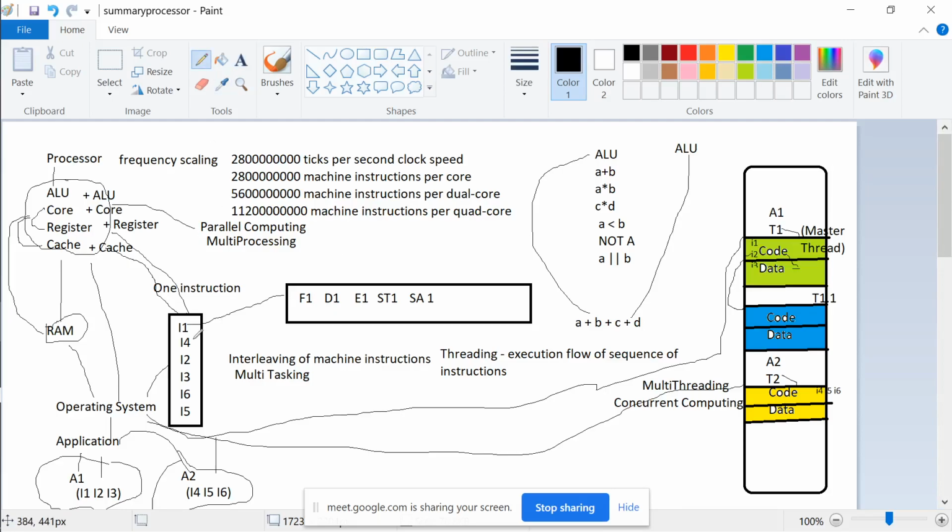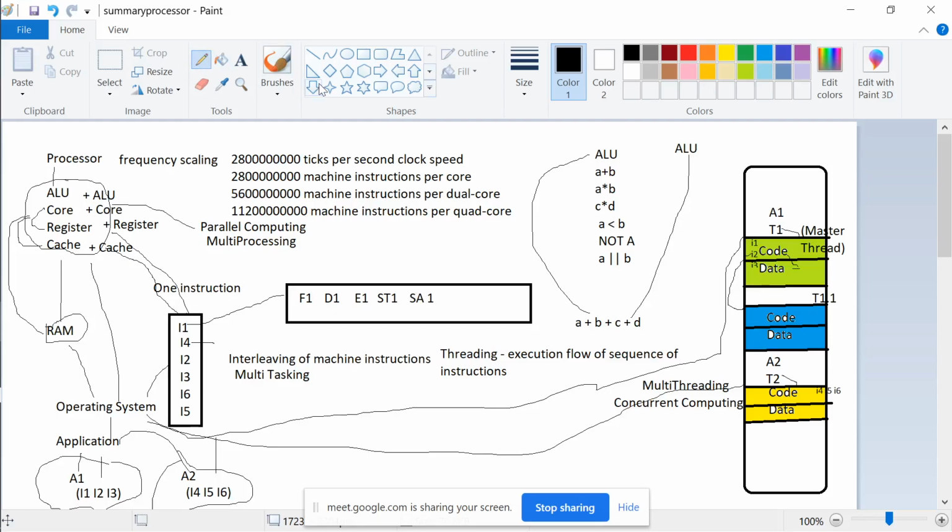So ideally I4 cannot get into this; the processor has to finish all these 5 steps, and then only I4 can be executed. This is what used to happen in the earlier computer. I4 had to wait, but right now with a pipeline, not everything is happening at the same time, right? First F1 happens, then D1 happens, and E1 happens, and ST1 happens, and SA1 happens.